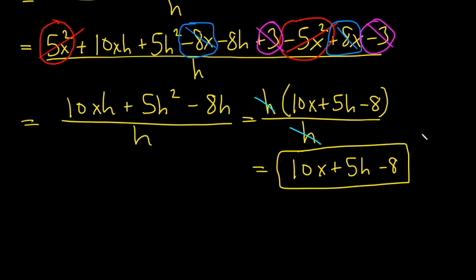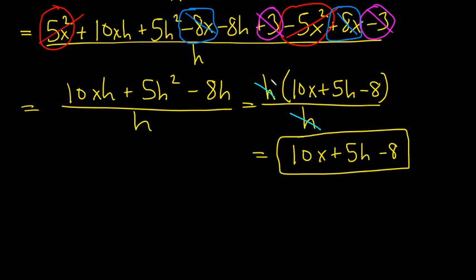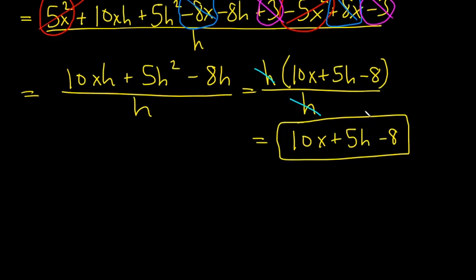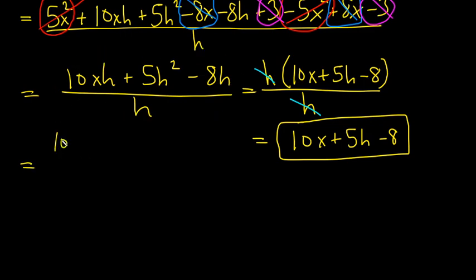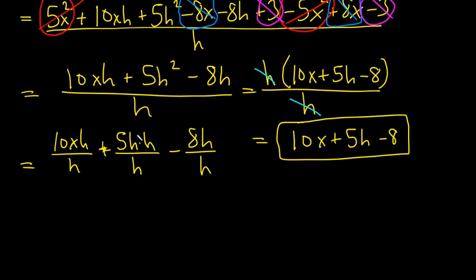Okay? Yep, if you're a little bit fuzzy with the factoring parts, here's another option. You could just take this fraction here and split it up into 3 separate fractions. It's a little more work to do it that way, but it works. So you get 10xh divided by h plus 5h squared divided by h. Well, remember h squared is just h times h, minus 8h divided by h.